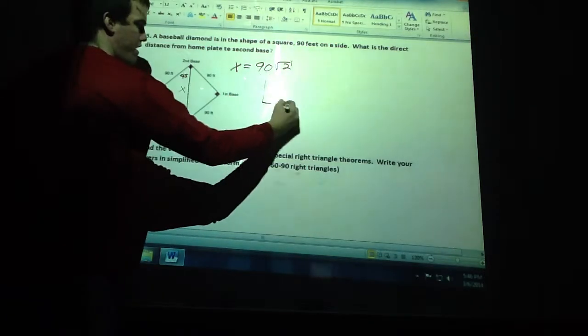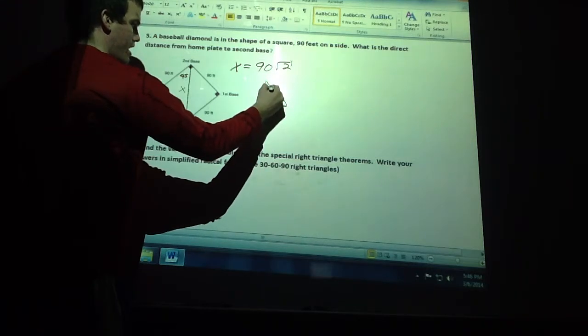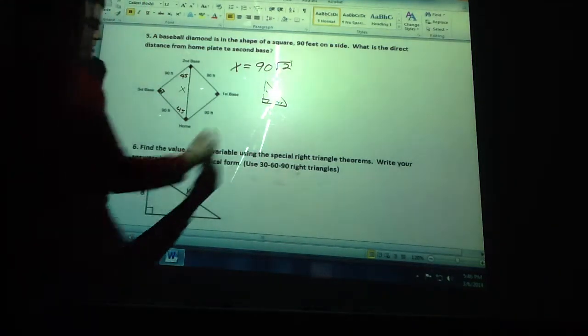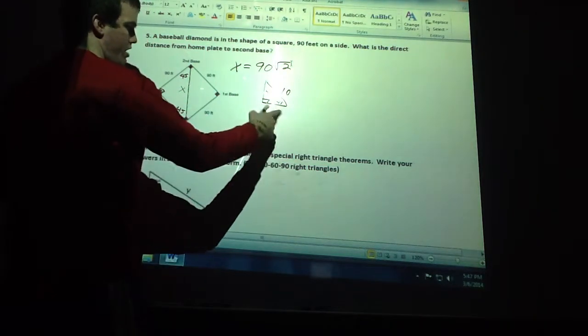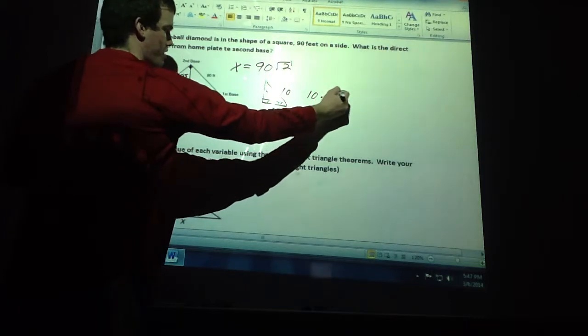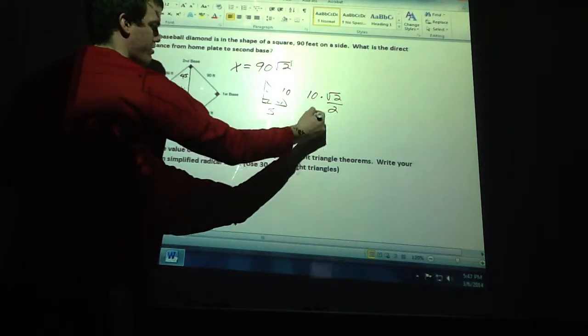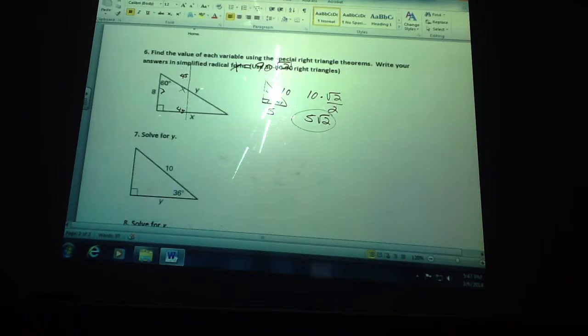If I have a 45, 45, 90 right triangle, this is going to help you on your worksheet later. If I have a 45, 45, 90 right triangle and I have the long side, let's say it's 10, and I want to get to the short side, I need to take 10 times the square root of 2 over 2. So here the short side is 5 square root of 2. So divide by 2, square root of 2 just tags along. All right? So that'll be helpful when you get to working some of the problems here on your own.